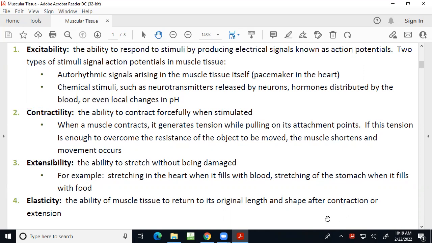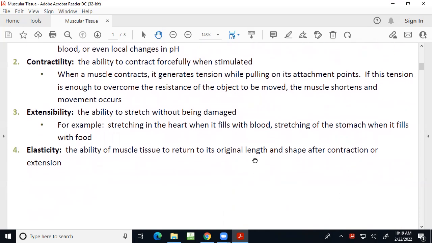Contractility is the ability to contract forcefully when stimulated. And when a muscle contracts, it generates tension while pulling on its attachment points. If this tension is enough to overcome the resistance of the object to be moved, muscle will shorten and movement occurs. And that's just a long-winded description of physics. Effort has to be greater than resistance for motion to occur. That's not really stuff we talk about in this class.